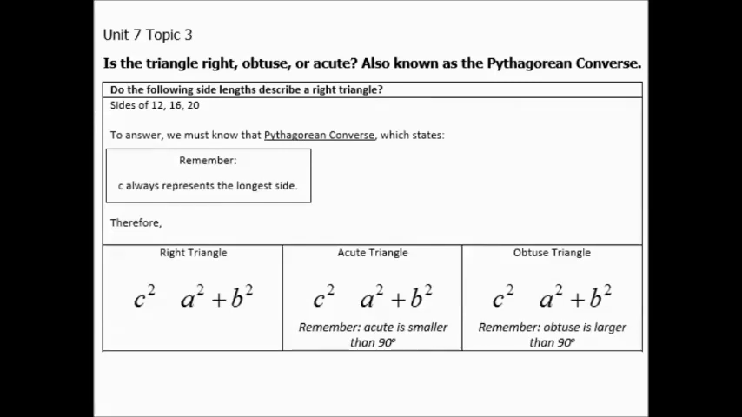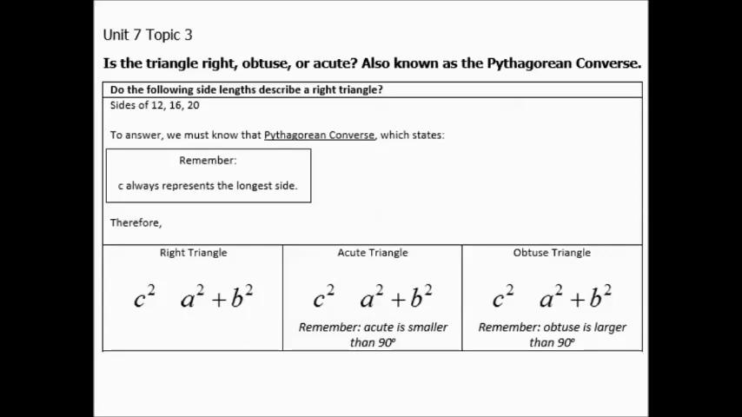Today we'll be discussing topic 3, the Pythagorean Converse. In a previous lesson, we learned how to determine if something is a triangle. We take the two smallest sides, we add them up, and they must be bigger than the third side. Today we're going to be determining if it is a right triangle.